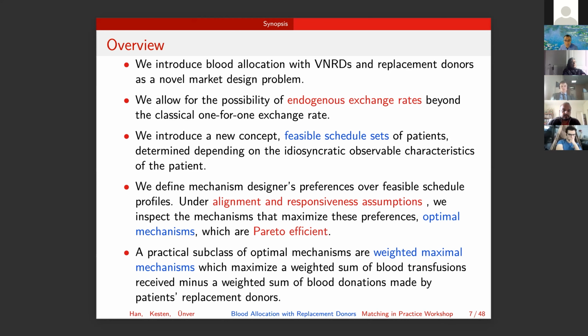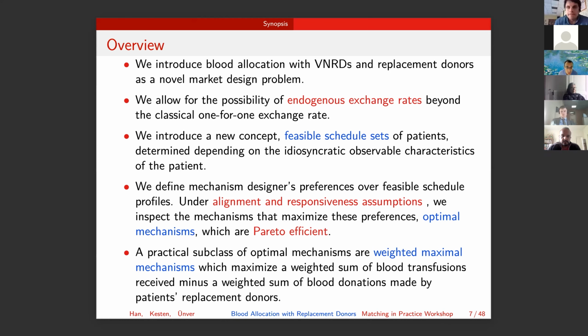And we define, in a way, mechanism designers' preferences over feasible schedule profiles. And under 2 assumptions that I will talk about, we inspect the mechanisms that maximize these preferences, which we call optimal mechanisms. And under these assumptions, these mechanisms turn out to be Pareto efficient. And also we give a practical subclass of these mechanisms.